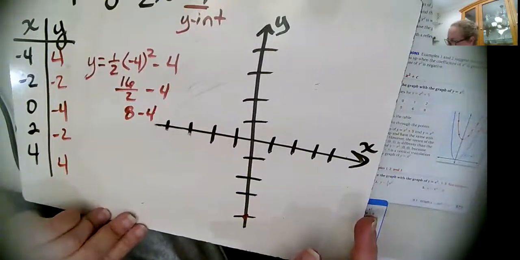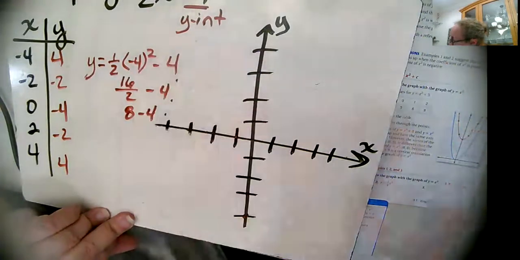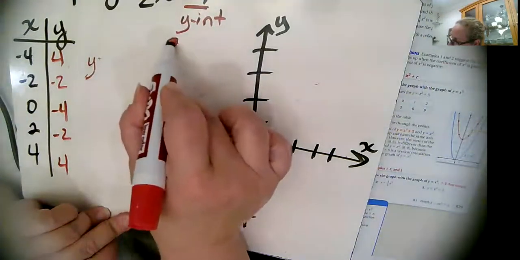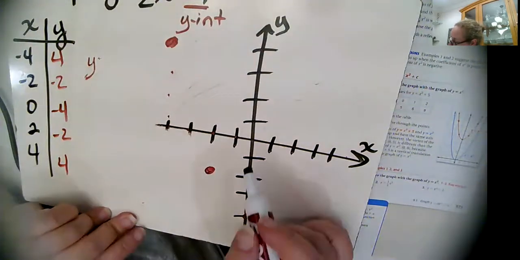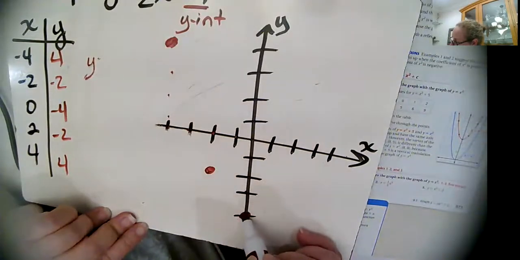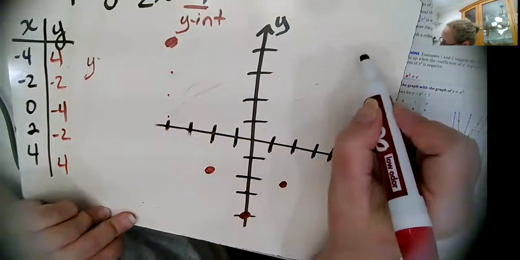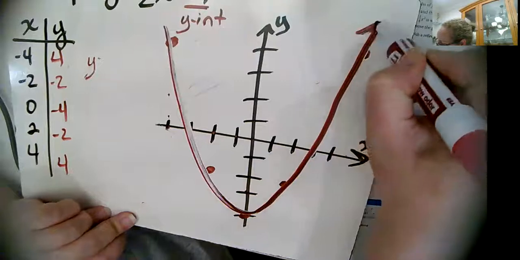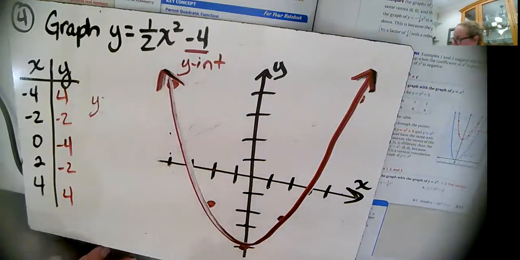Now we're going to plot our points for our graph. So -4, 1, 2, 3, 4. Positive 4, 1, 2, 3, 4. Right here. So -4 and 4. -2 and -2 right there. 0, 1, 2, 3, 4, which is what we expected. +2, -2, and then 4 and 4. So it's a large, wide parabola, and our vertex hits at -4, which is our y-intercept, which was expected.